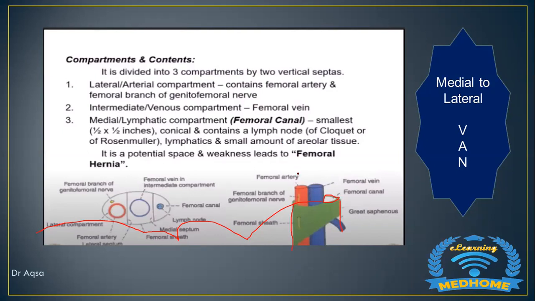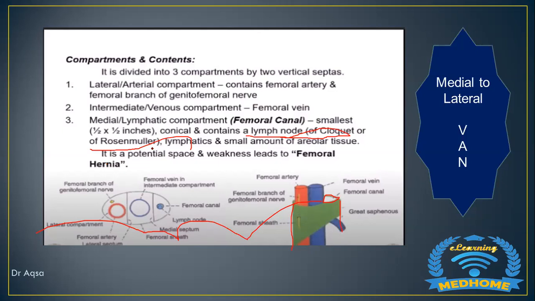Now, what are the contents of this femoral canal? It contains a lymph node, the lymph node of Cloquet, which we can also call the lymph node of Rosenmuller, some other lymphatics, and a small amount of areolar tissue. What do I mean by the lymph node of Cloquet? It is the lymph node which drains the clitoris. And this femoral canal is a potential space and a very weak site which can lead to femoral hernia.